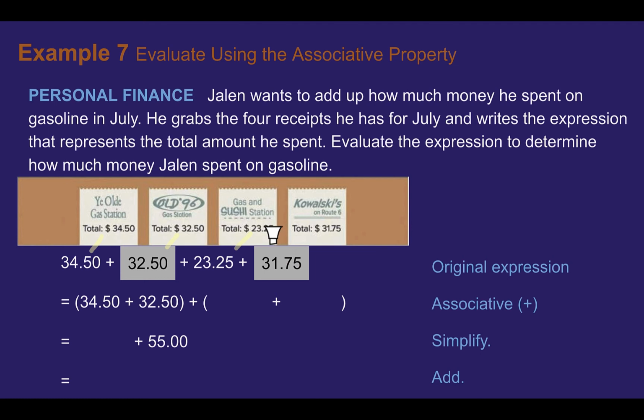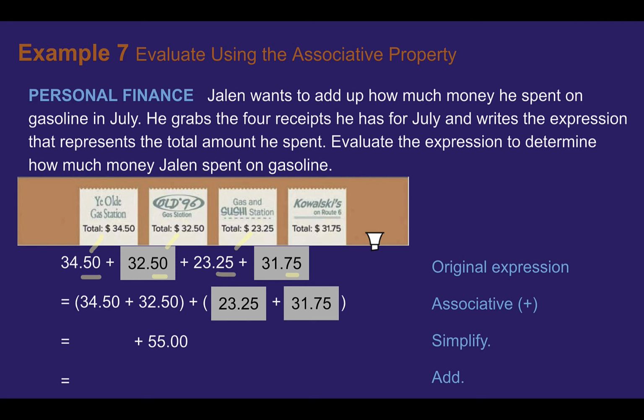Next, we're going to group certain things together. Here, they are likely grouping the first two together, not just because they were first, but because they both end in 50 cents. If I add those two together, I'm going to end up with a whole dollar amount, which can help us to add a little quicker. If I look at the ones over here, $23.25 and $31.75, a 25-cent ending and a 75-cent ending would also make a whole dollar amount. So grouping those together could be helpful.